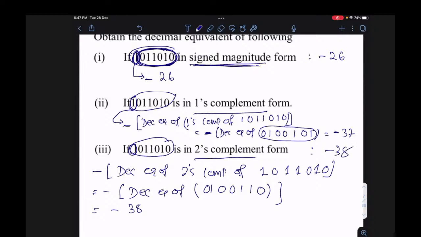I'll suggest you go through the previous year GATE question papers of the last 3-4 years, particularly in the electronics branch. You see, there are 2-3 questions from this model questions.